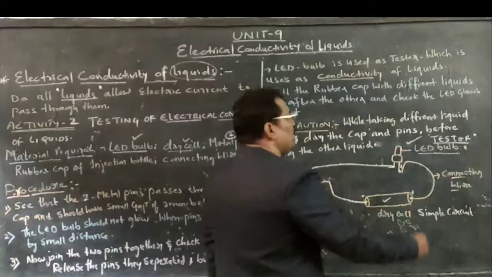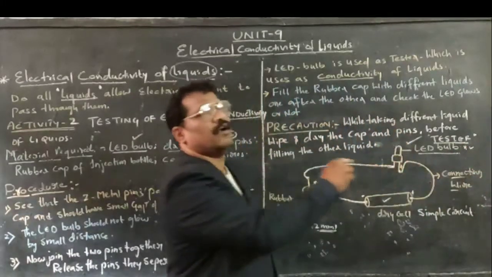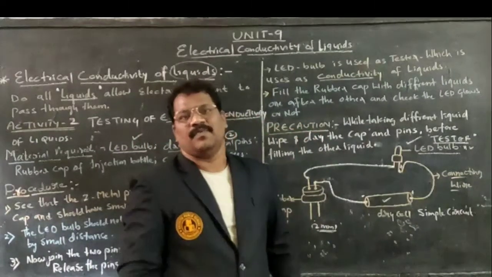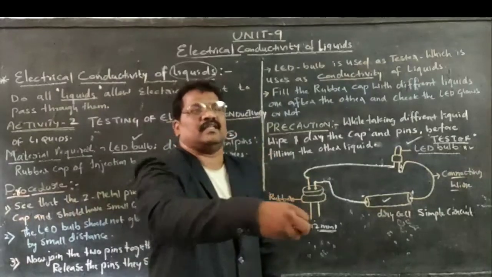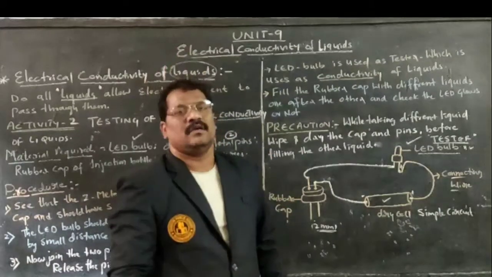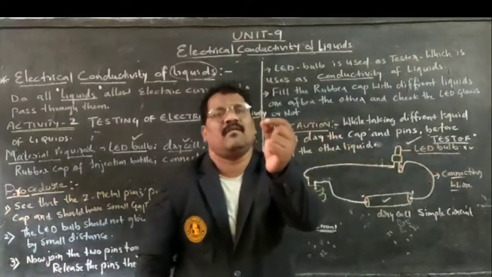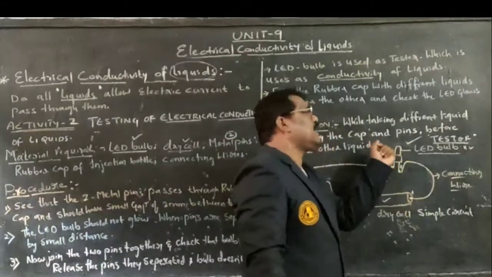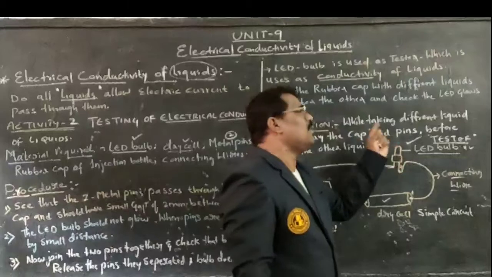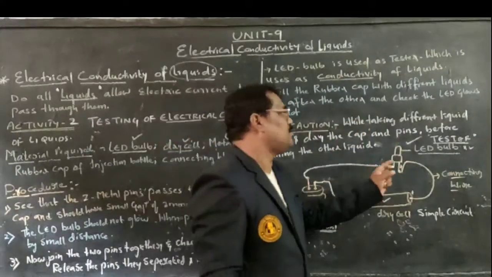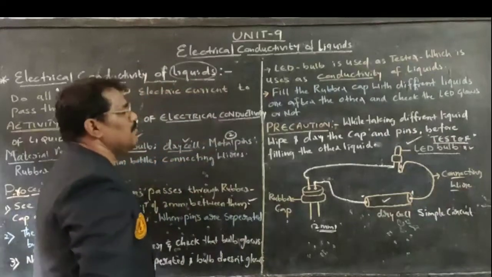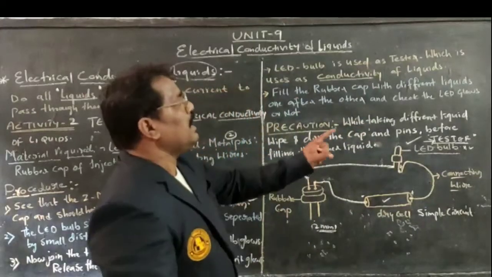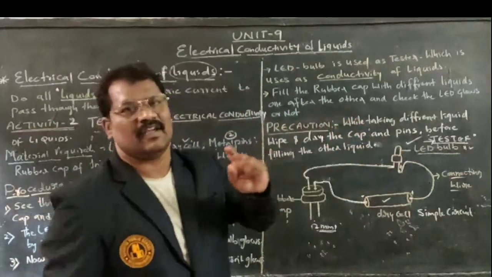For that purpose, we are using an LED bulb instead of an ordinary bulb. For an ordinary bulb to glow, more energy is required. Only if the bulb obtains sufficient energy does it glow. Whereas with an LED bulb, even a minimum amount of electric current passing through the circuit can be detected, and the bulb will glow. That is the major reason why we are using the LED bulb as a tester, to identify electrical conductivity of various liquids.